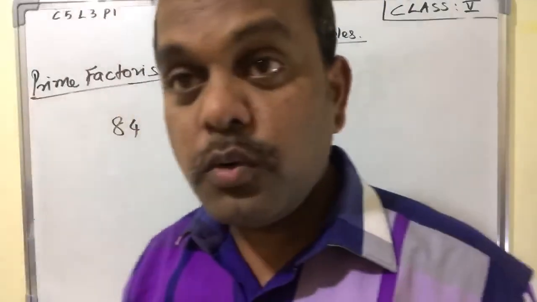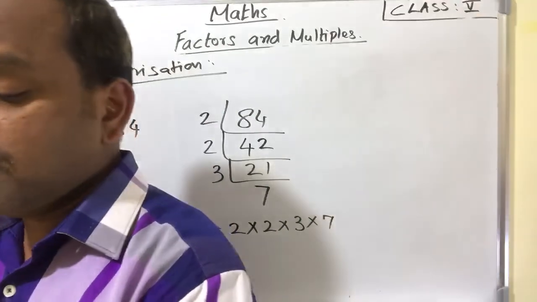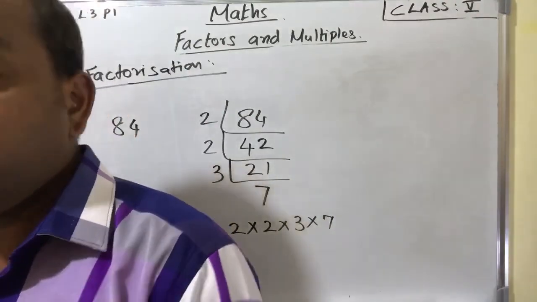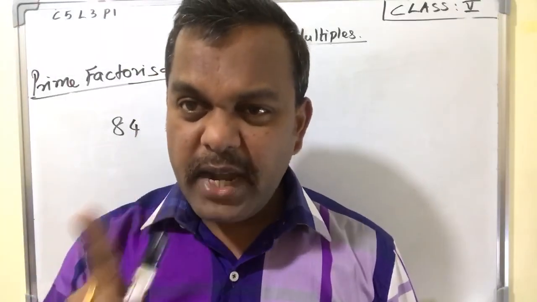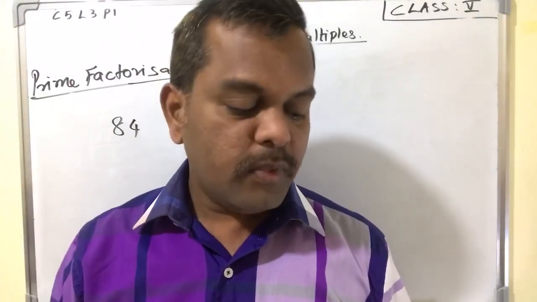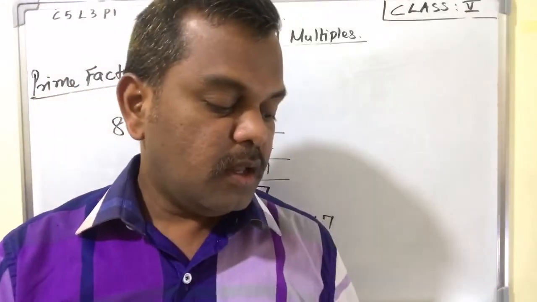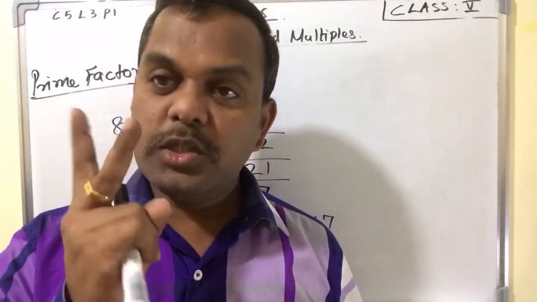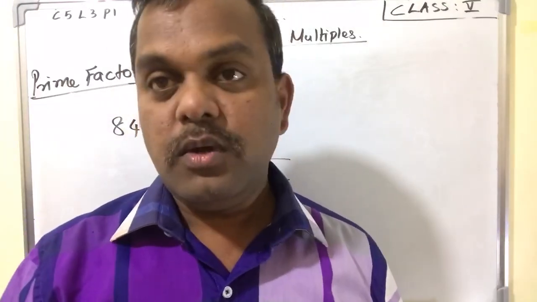I just want to recall for you, this is a lengthy video. This lesson is factors and multiples. What is a factor? A factor of a number divides the number without leaving any remainder. A multiple of a number is exactly divisible by the number. Prime numbers have only 2 factors, and composite numbers have more than 2 factors. Understood.